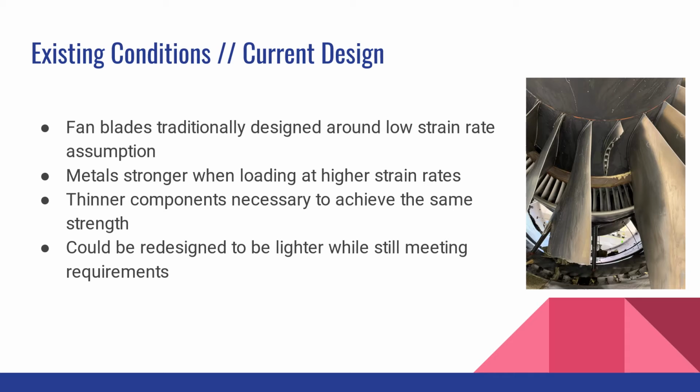Now, historically, fan blades have been designed assuming that they are exposed to very low strain rate loading. In real life, they're actually exposed to very high strain rate loading, and when this happens, they're actually stronger. What this basically means is that if it's thinner, it could still have the same strength at a high strain rate as at a low strain rate. So basically, fan blades could be lighter because they're thinner, and this will make the plane lighter overall.